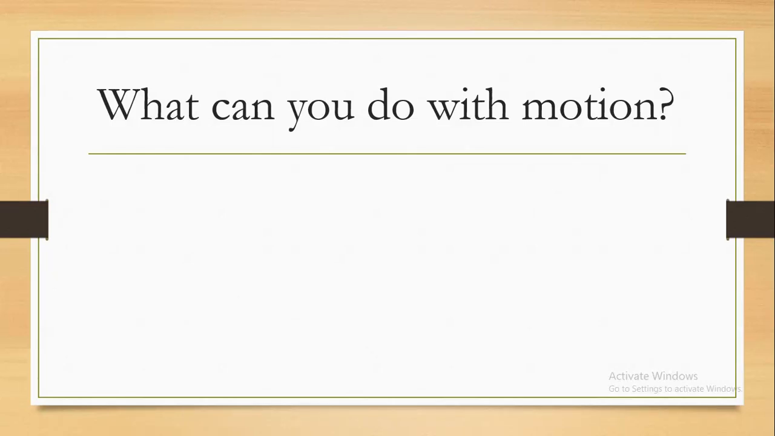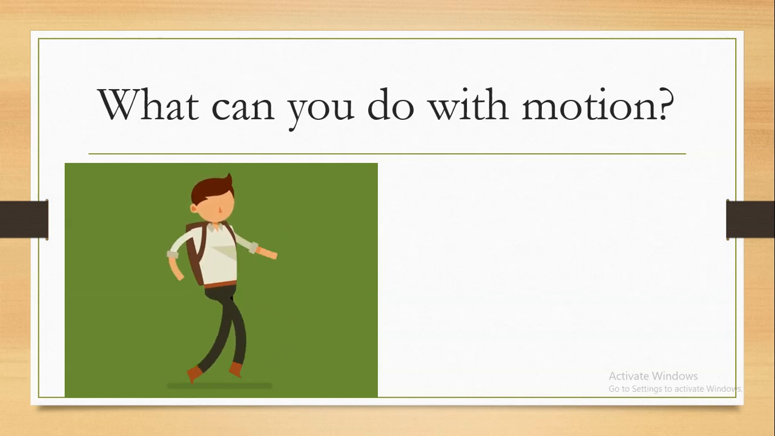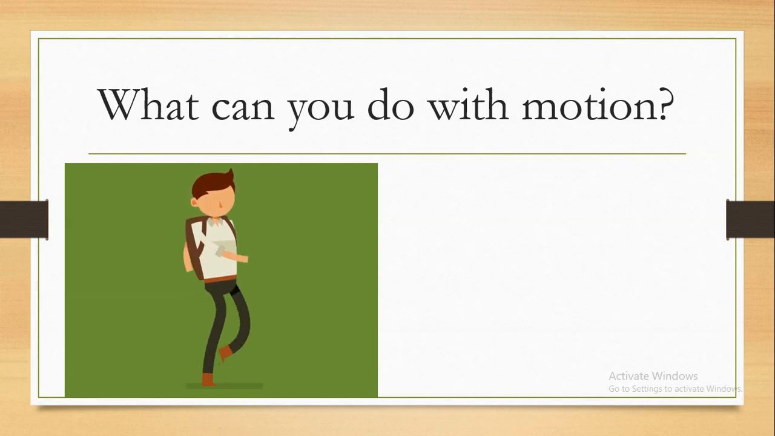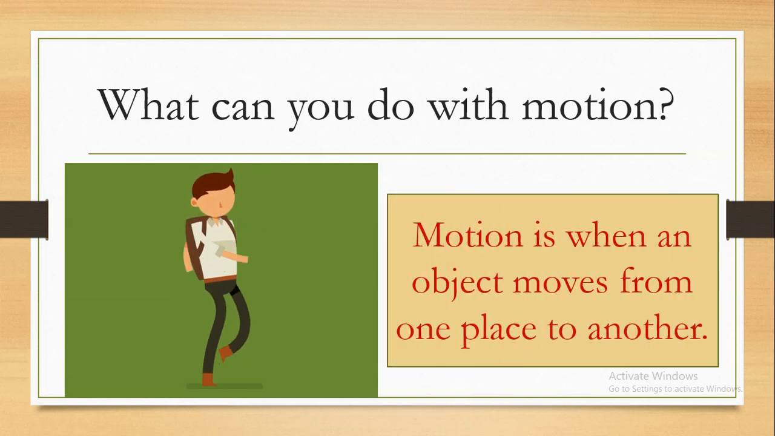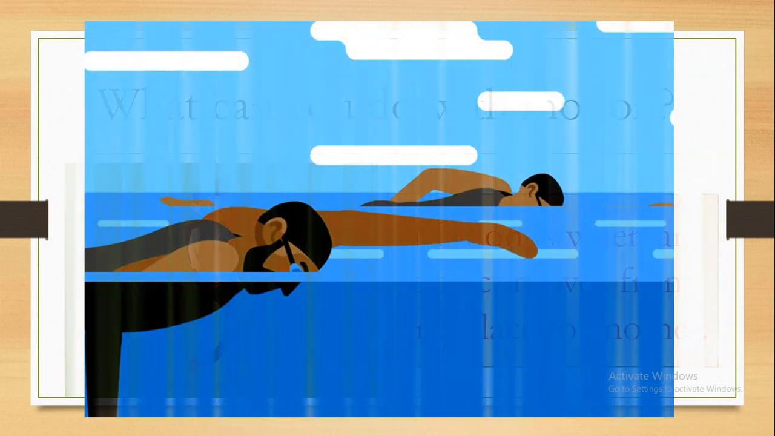Our lesson is what can you do with motion? In this lesson, we're going to talk about measuring motion and simple machines. Let's start with recalling what motion is. Look at this picture. This boy is walking, right? He is in motion. That means he is changing his position constantly. He's moving from one place to another. So, motion is when an object moves from one place to another.